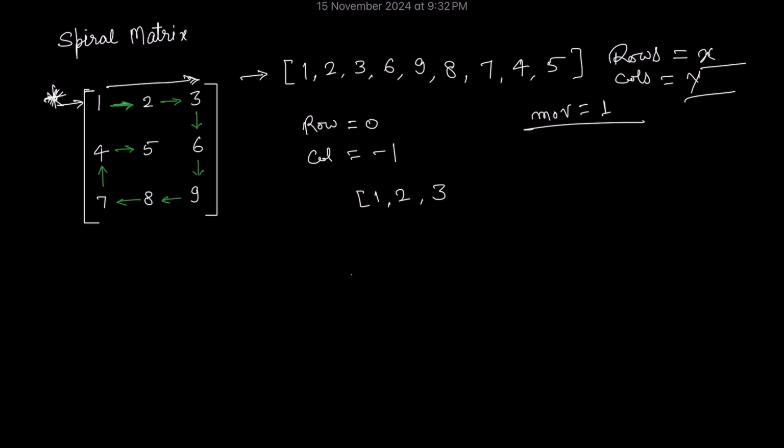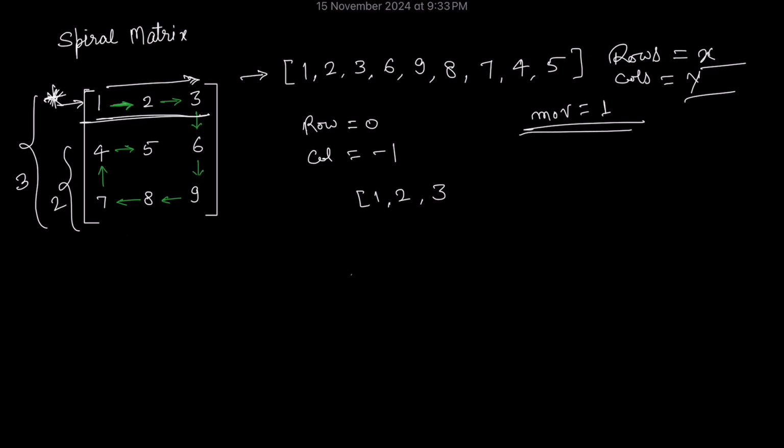Then I will decrease the number of rows, because initially there were 3 rows and now there are only 2 rows. So accordingly, for the next loop we will decrease the number of rows. Now we have gone till 3. So our movement is 1.